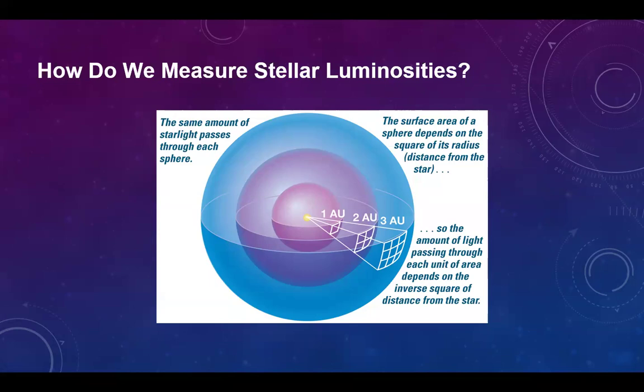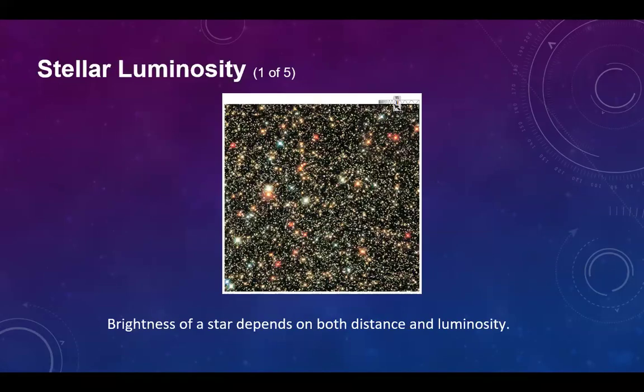So the way we measure distance is sort of a weird mix. The brightness of a star depends on both distance and luminosity. If you know distance, you can figure out luminosity. If you know luminosity, you can figure out distance.